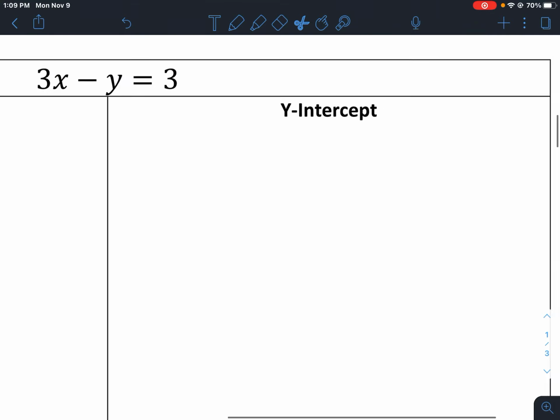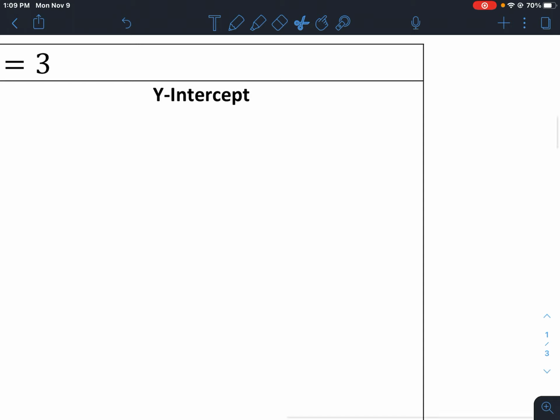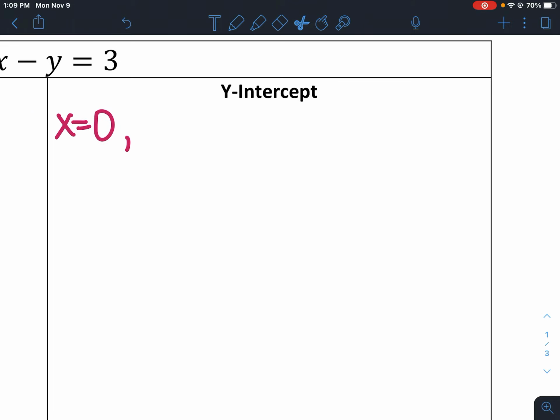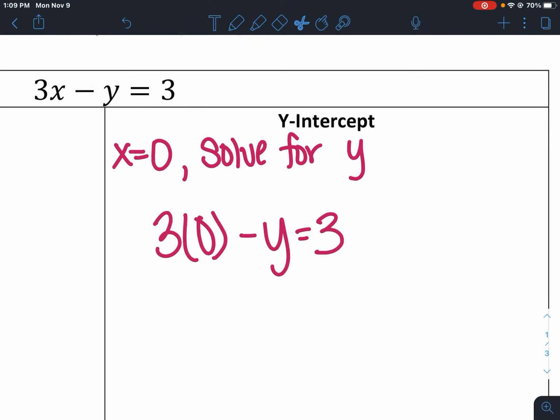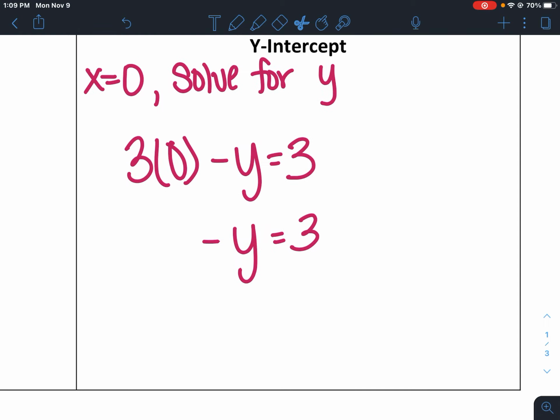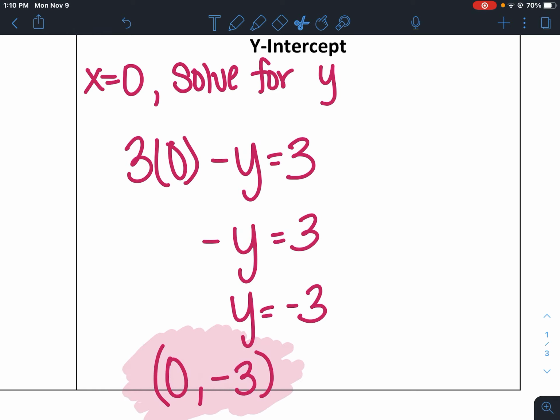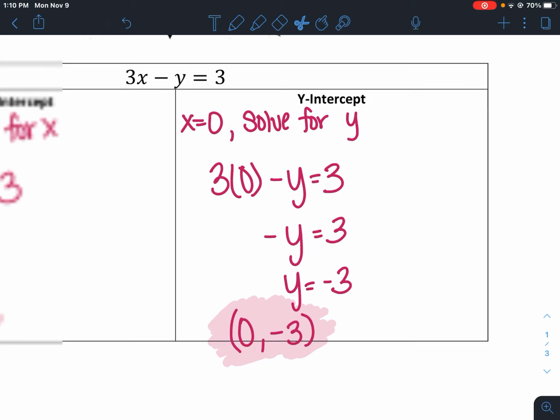Okay? And then for the y-intercept, very similar, except this time, x equals 0, and we are solving for y. So I'll plug in 0 for x and solve for y. 3 times 0 is just 0, so that goes away. And I'm left with negative y equals 3. I want y by itself, so I'm going to move the negative sign to the other side. I'm just flipping the negative over. So y equals negative 3. So plug that into your coordinate x comma y, and we get 0 comma negative 3.